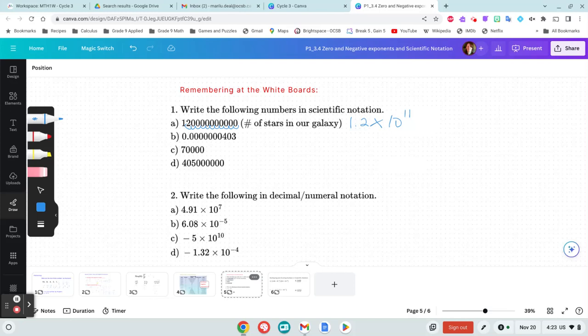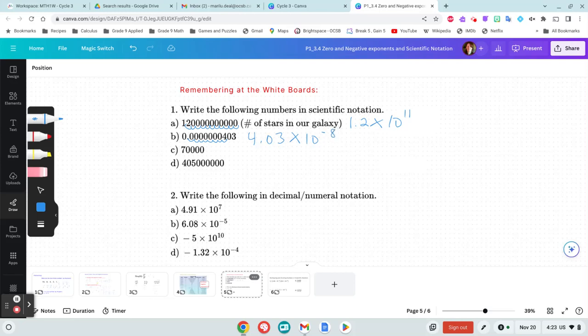Now the B example, it's a really small number. So instead of going to the left, I'm going to the right. So 1, 2, 3, 4, 5, 6, 7, 8. So this one is going to be 4.03 times 10 to the negative 8.